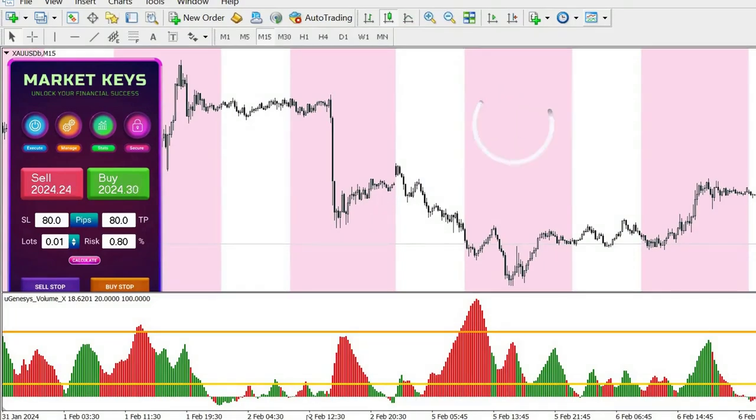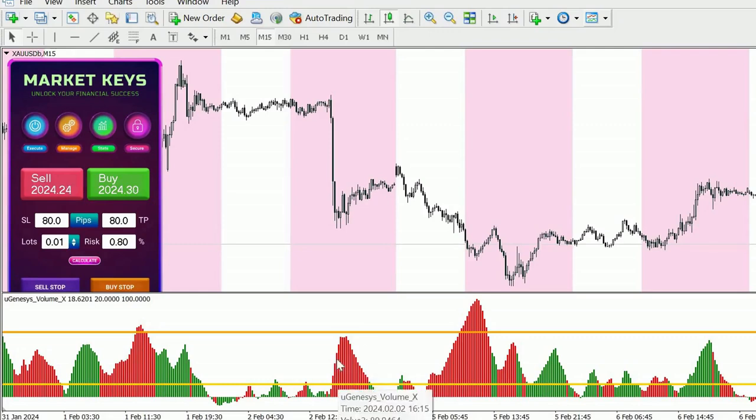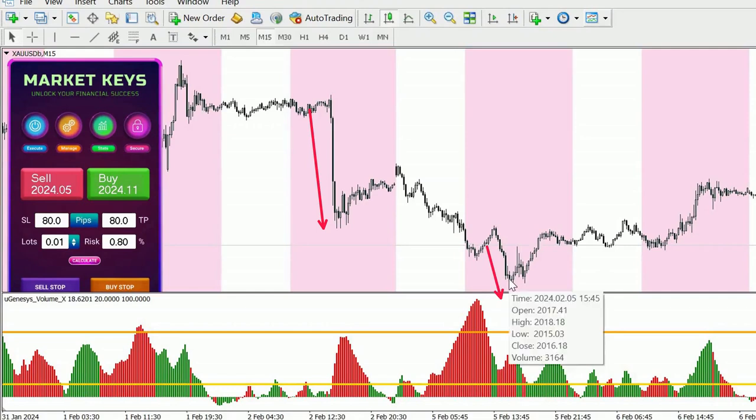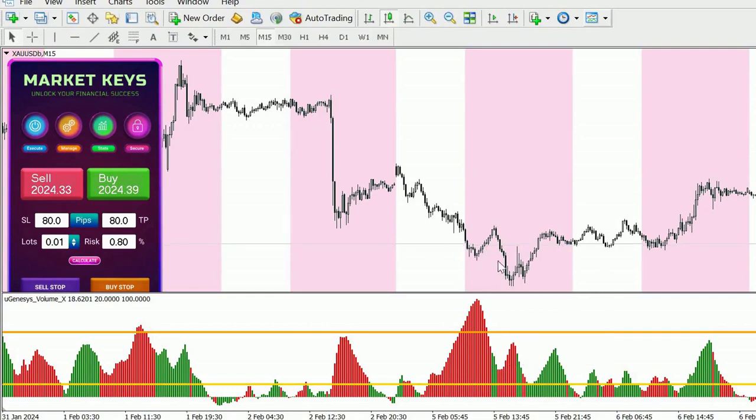the trades as well. And as you can see here on the 2nd of February, we were having a lot of volume in the market. Gold was really selling off, and you can see this reflected in the price action in this highlighted area. And also on the 5th of February, we also had a lot of volume in this section. And you can see the price action in this highlighted area going down as well. And so this is the strategy that we used with our uGenesys volume indicator.